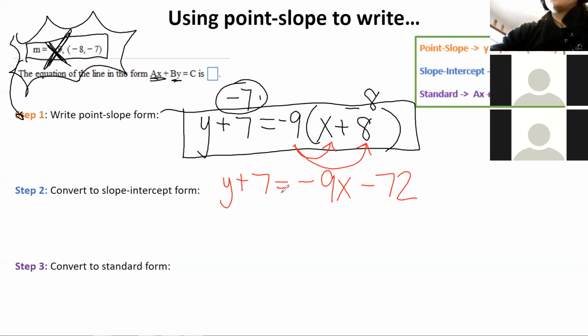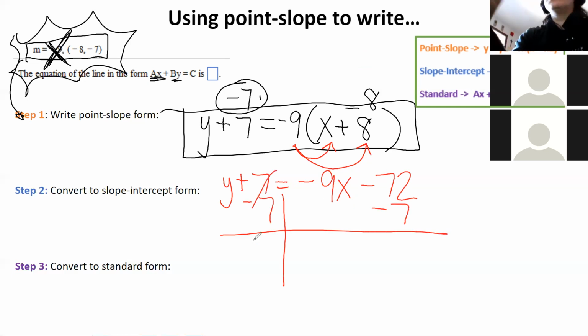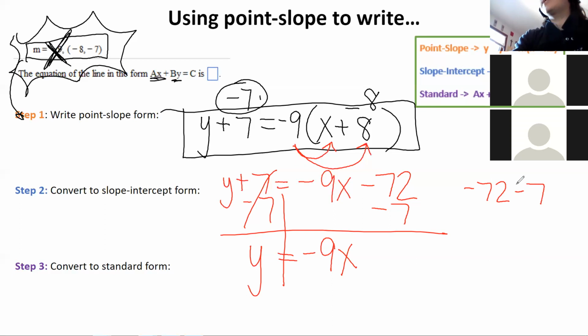Cool. Now what? What's my last step to get the y by itself? Opposite of plus 7? Minus 7. Very good. And I do it from the 72. So we're left with y equals negative 9x. Remember, this is really negative 72 minus 7. What's negative 72 minus 7? Is that negative 79? Is that what that is? Okay, cool. So negative 79.